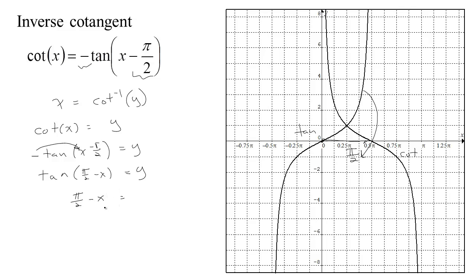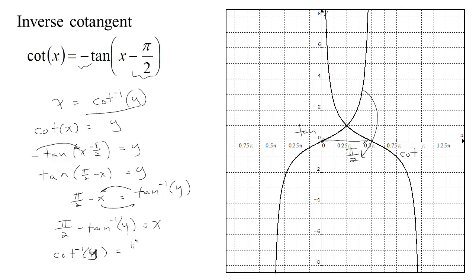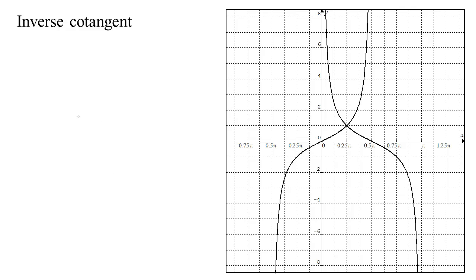Okay, so pi halves minus x will be the arctangent of y, and I can get x alone if I bring the x over here and the arctan over there. Pi halves minus the arctan of y is equal to x, or let's see, x was actually the cotangent inverse of this number y, right? So you can find the cotangent inverse of a number by taking pi halves minus the tangent inverse of that number.